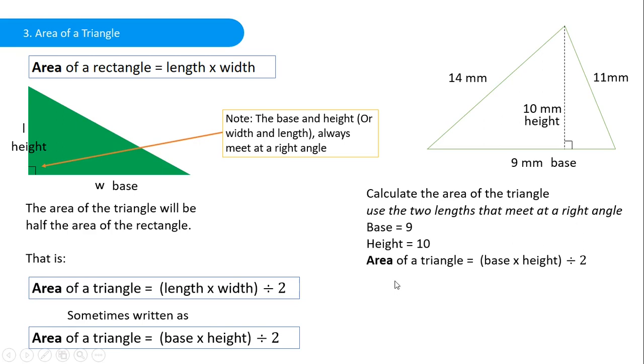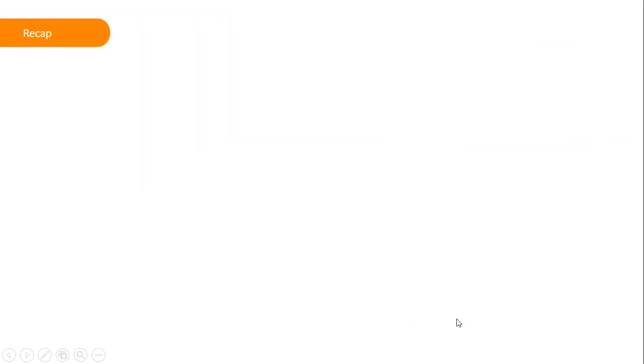So my area, using our rule, the base times the height divided by 2 is 9 times 10 divided by 2. 9 times 10 is 90, and 90 divided by 2 is 45. Now you'll recall from your work on BIDMAS, timesing and dividing can be done in any order. So I could have also done 10 divided by 2 first, to be 5. 5 nines are 45. So my area, 45 millimeters squared.